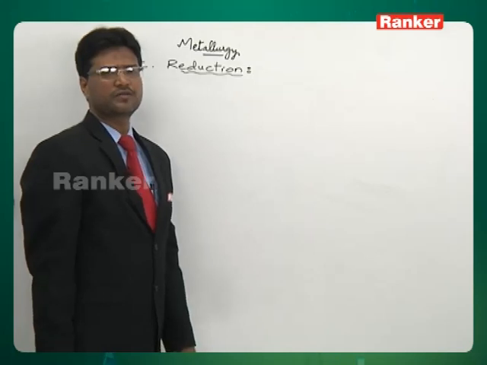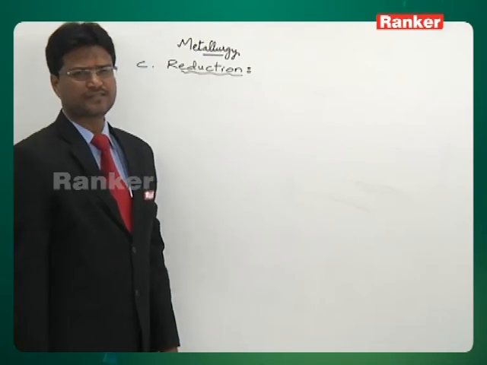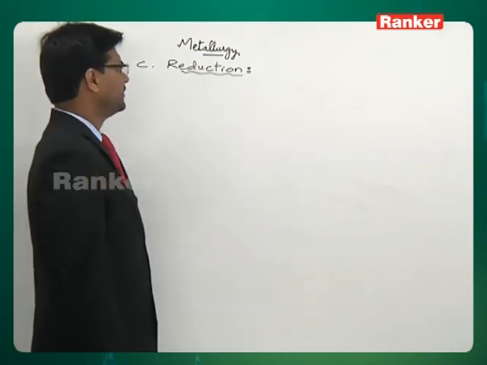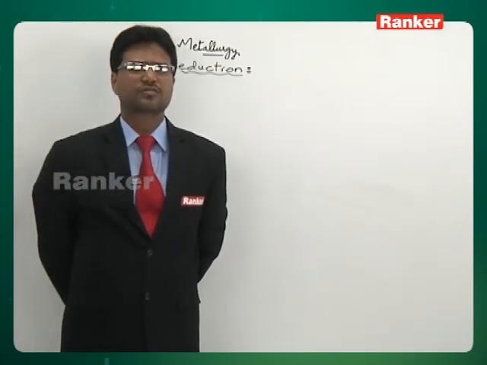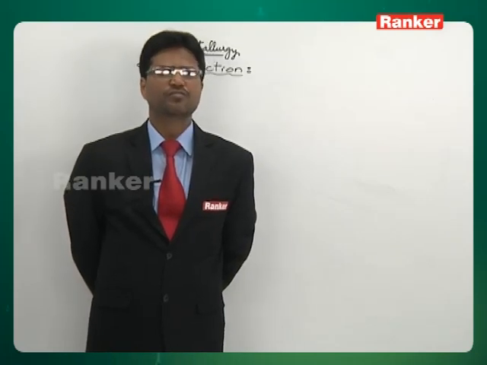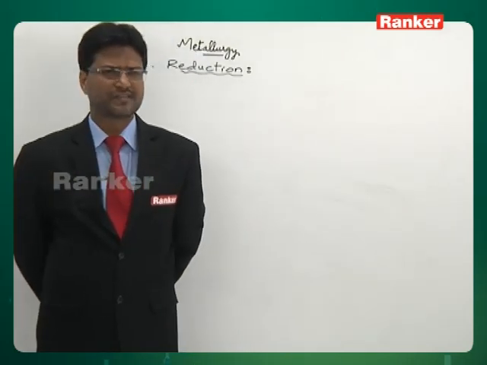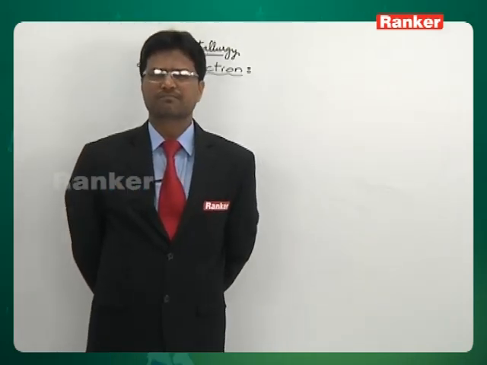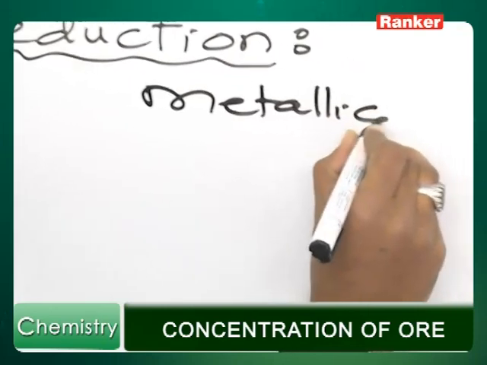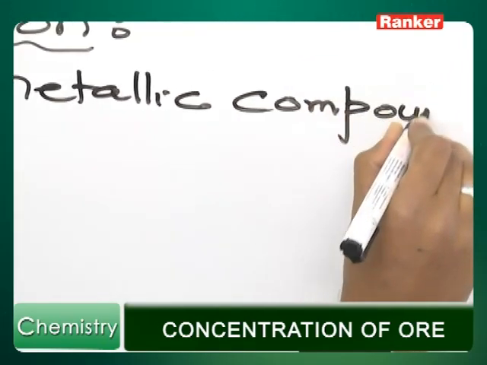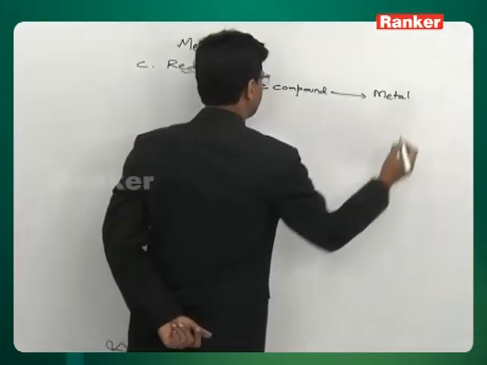We are discussing the important stages involved in the extraction of metal. The third stage is reduction. As I told you, metals enter into chemical reactions by losing electrons. So to transform a metallic compound into metal, it is important that the substance should be reduced. So reduction is the important step involved in the metallurgical operation. A metallic compound is transformed into metal in this process.